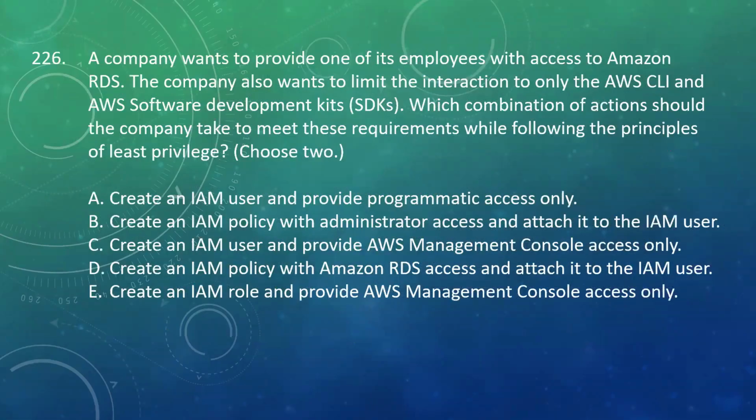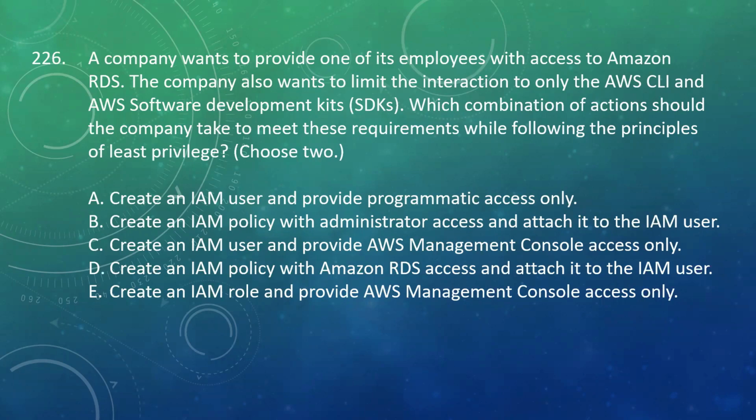This is question number 226 of the series. A company wants to provide one of its employees with access to Amazon RDS. The company also wants to limit the interaction to only the AWS CLI and AWS software development kits. Which combination of actions should the company take to meet these requirements while following the principles of least privilege? You need to choose two options.